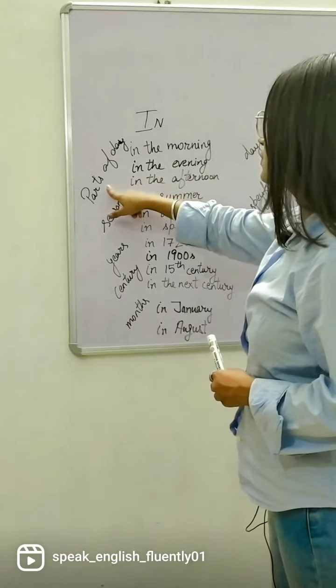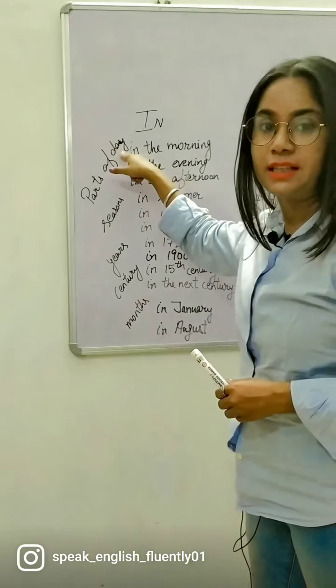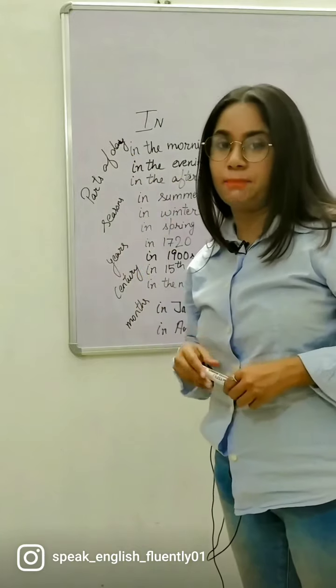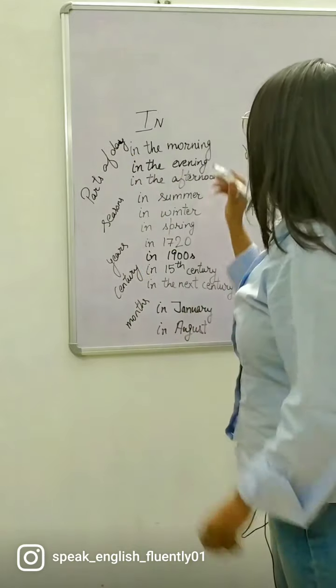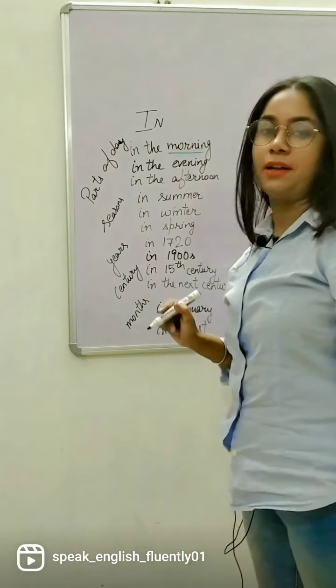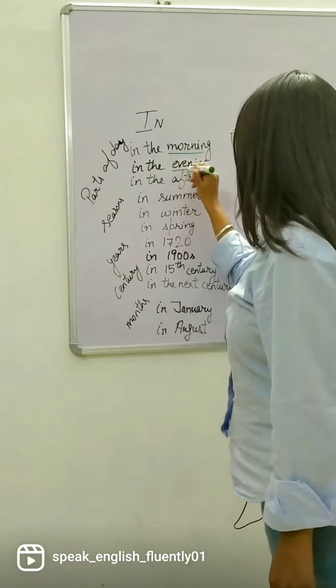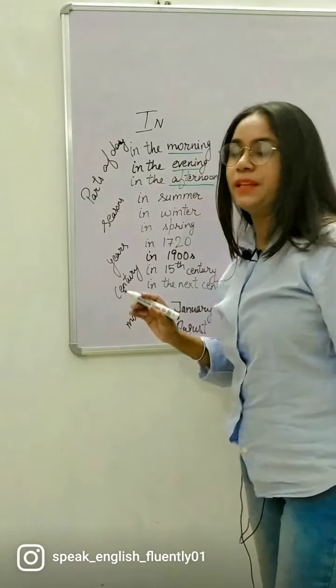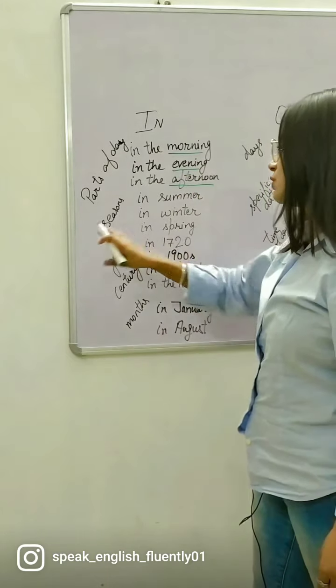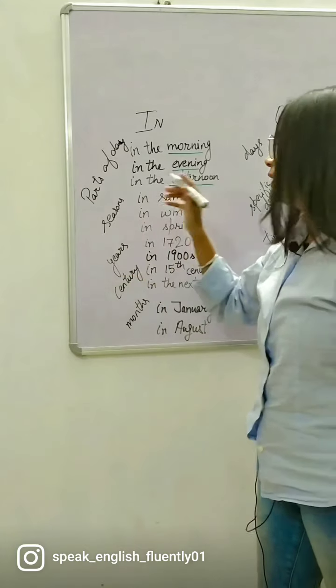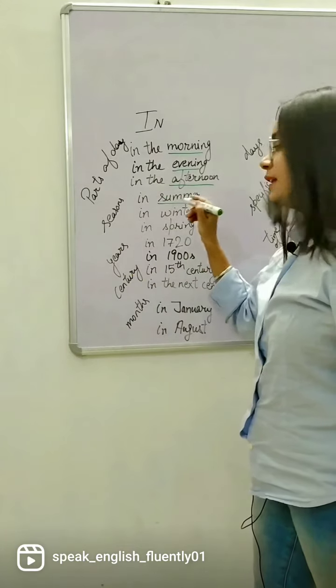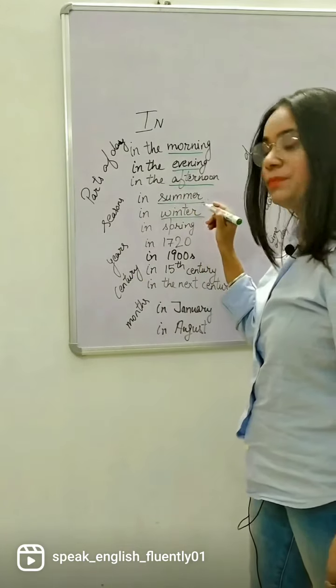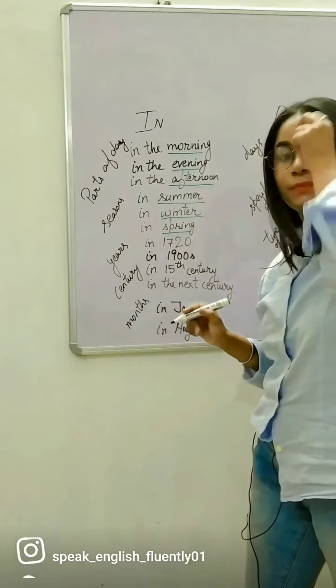First of all, we can use in for the parts of the day. For example, in the morning, in the evening, in the afternoon. Then we can use in to represent the season. In summer, in winter, in spring.